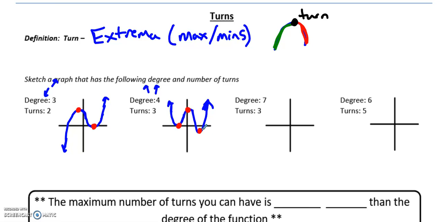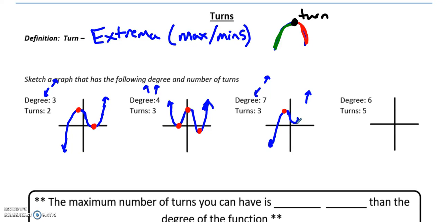Next one is a degree 7 with 3 turns. So degree 7 means opposite end behavior, because it's odd. So I start there and there. And then I try to start getting 3 turns out of this. So I come up, I make 1. There's 1. I make 2.